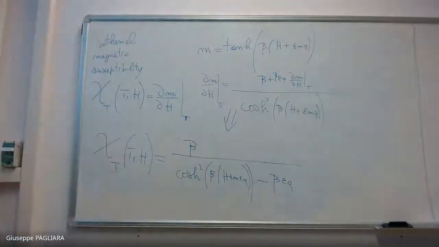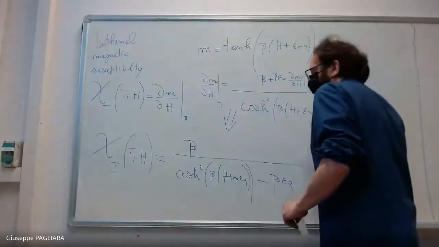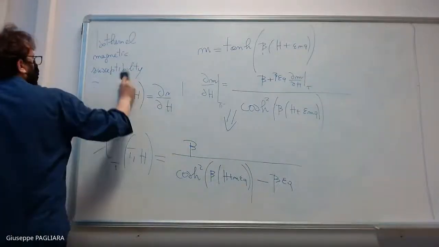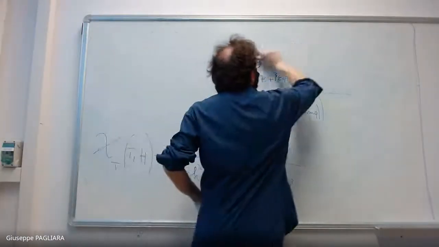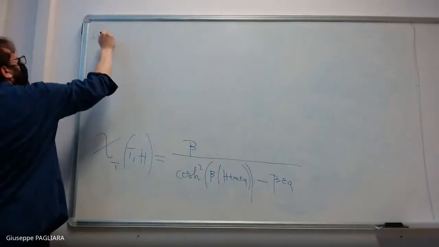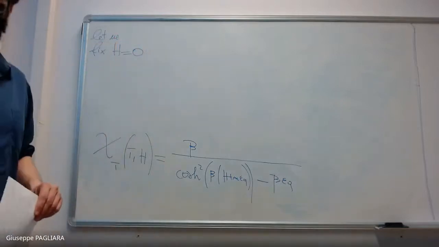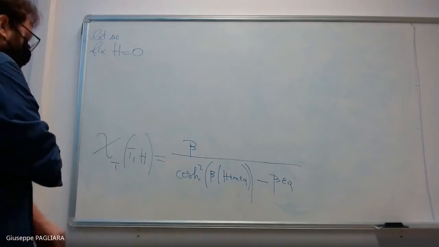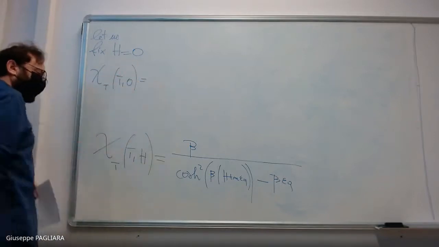Okay, this is correct. Now this can be written when we work at h equal to 0. So this is the general formula for the isothermal magnetic susceptibility. Now let's work at h equal to 0. So let's fix h to 0. Once we have computed the derivative, we want to compute what happens when the magnetic field is equal to 0. So the chi_T of T, 0 is equal to beta.